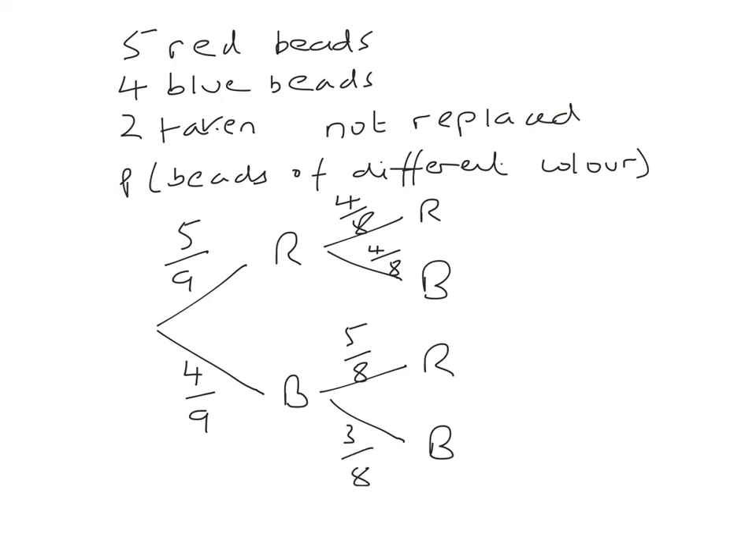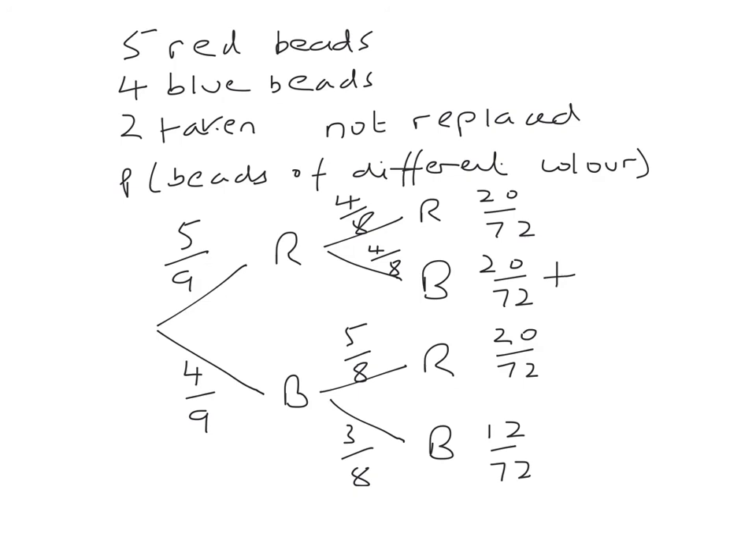Now the probability of getting 2 red beads is these probabilities multiplied together. So that's 20 out of 72. 5 ninths times 4 eighths, that's also 20 out of 72. That's also 20 out of 72, and this is 12 out of 72. As a check, 20 plus 20 plus 20, that's 60, plus 12, that's 72. So these numbers add up to 72 over 72, in other words 1. We've exhausted all the possibilities here.